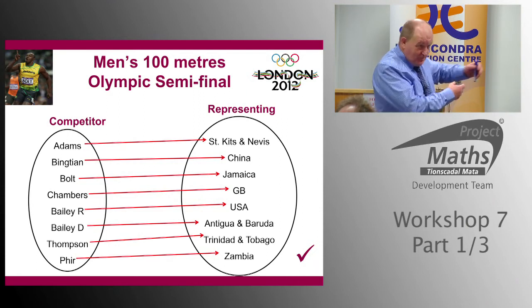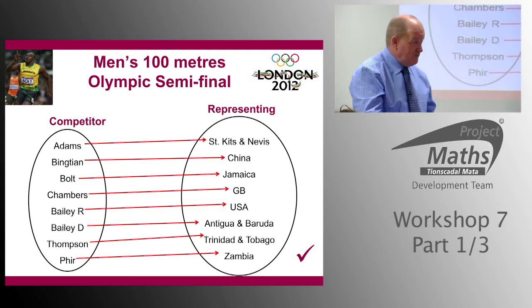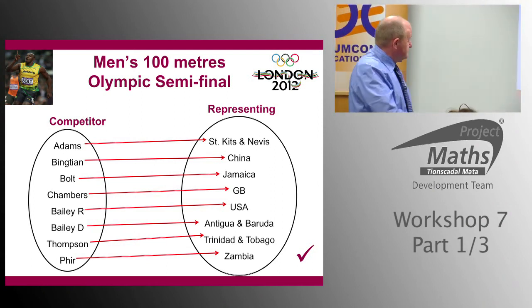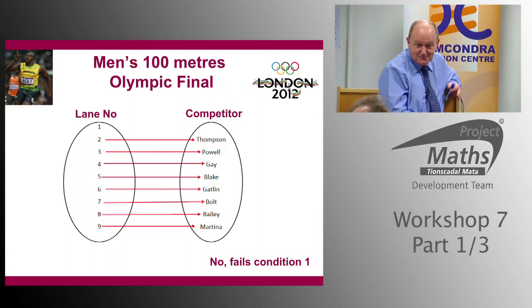This is only first year stuff. You go on later to do injections, surjections and bijections. You're building the groundwork for them later on. But that is a function. This one is not a function. Why? Look at the 1. There's no arrow coming out of 1. It's a great example. Lane 1 is empty.